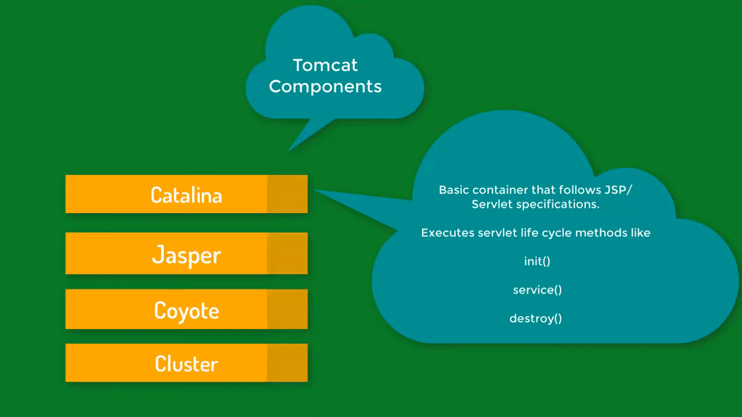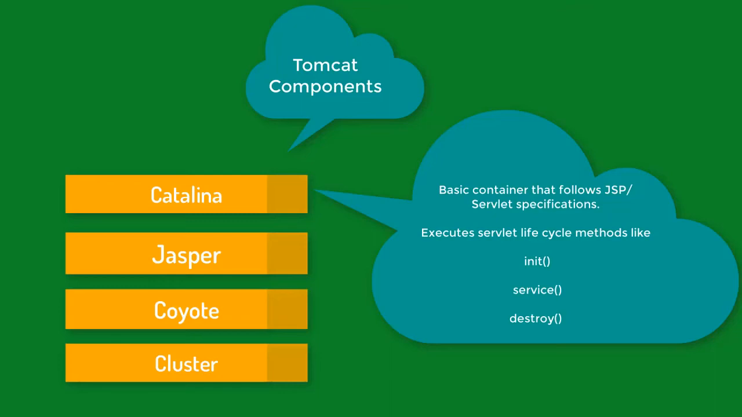Catalina is basically a core component that handles the life cycle of a servlet. A servlet lifecycle involves loading, initializing, serving, and destroying the servlet as per the Java specification of JSP and servlets. This component manages the whole life cycle, and hence it is the core component of Tomcat. We all know that a servlet has some life cycle methods written inside it, and it is the duty of Catalina to invoke those methods as per the specifications.